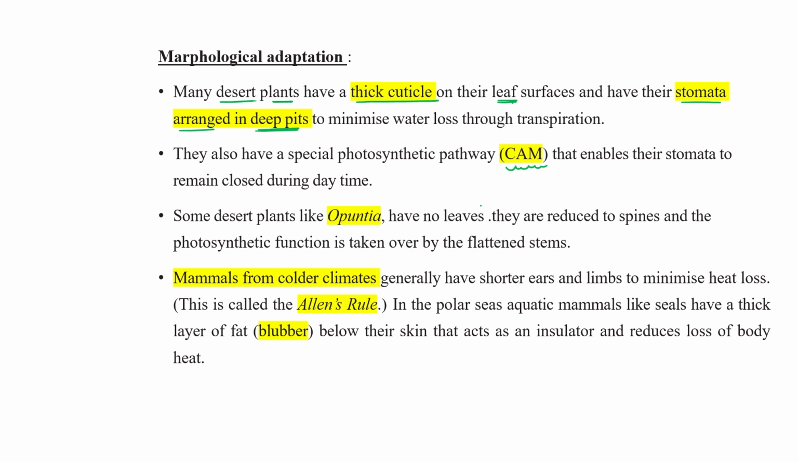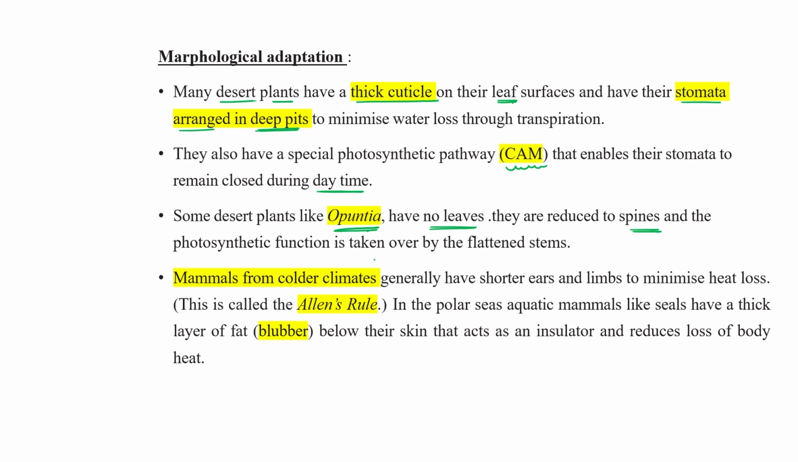So to reduce their water loss during daytime, they close their stomata during daytime. This is another morphological adaptation. One more adaptation has been seen in Opuntia. In this particular plant, the plant does not have leaves. They convert their leaves into spines to reduce their water loss, and these are photosynthetically functional.